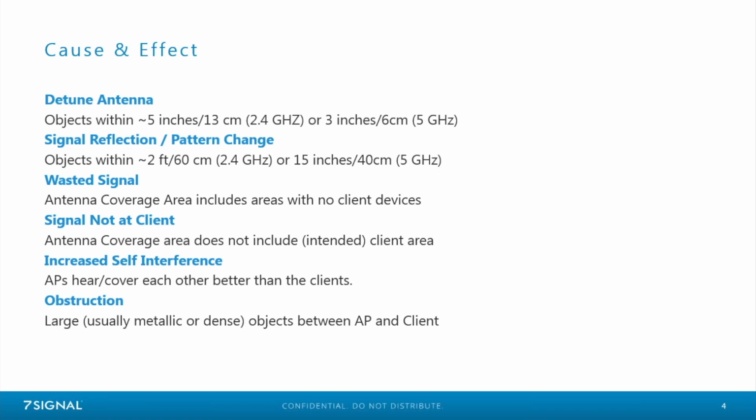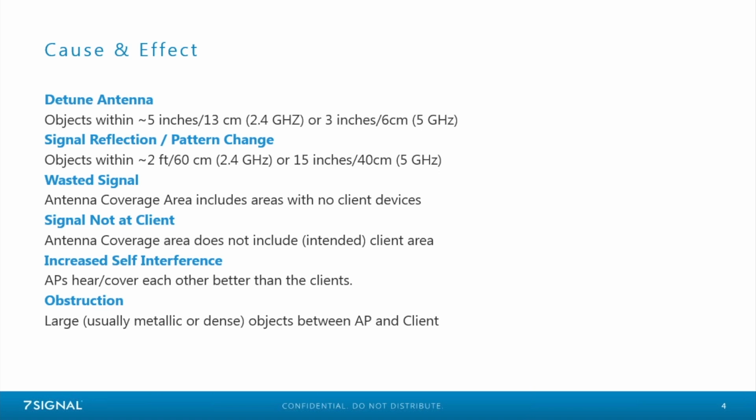The other problem, and we talked just a moment ago about putting the signal where the clients are, is that wasted signal effect, where you're covering the area above the clients, or you're covering hallways where really there are no clients. That sort of overlaps into the signal where clients are not. And all of these are somewhat related.